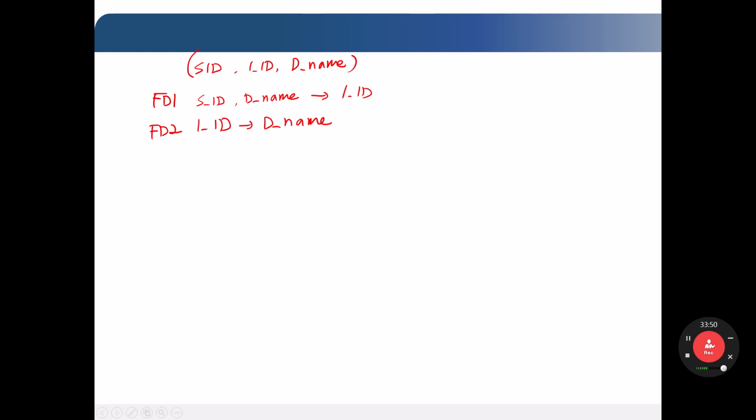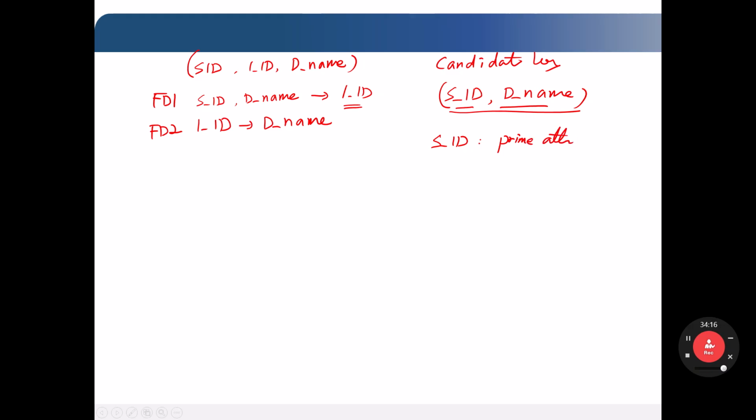And what is the super key? What is the candidate key of this table? Student ID and department name. This is the candidate key, right? Why? Because if you know these two, then we know the last attribute. In this example, student ID is a prime attribute because it is part of the candidate key. Department name is also a prime attribute, again because it is part of a candidate key. All right?